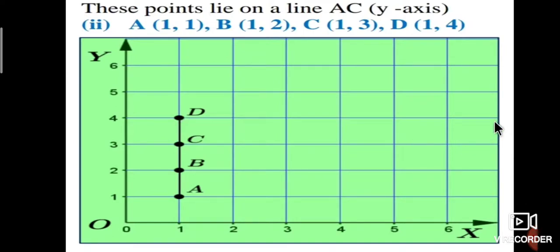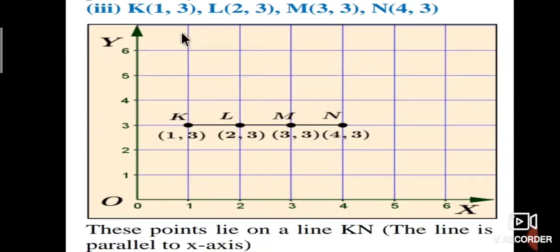Okay, next one is K of (1, 3), L of (2, 3), M of (3, 3), N of (4, 3). These points lie on a line KN. The line is parallel to the x-axis.